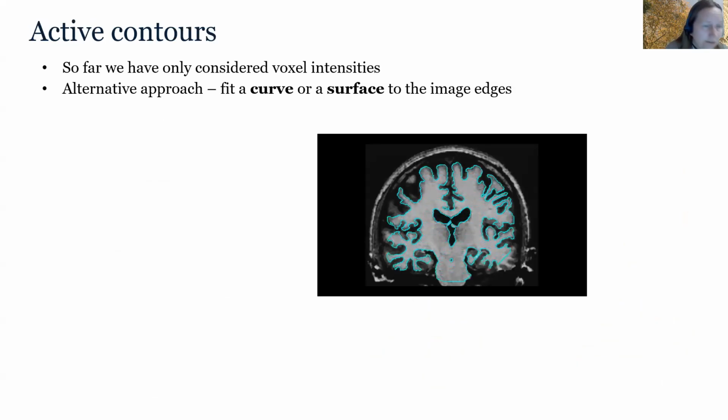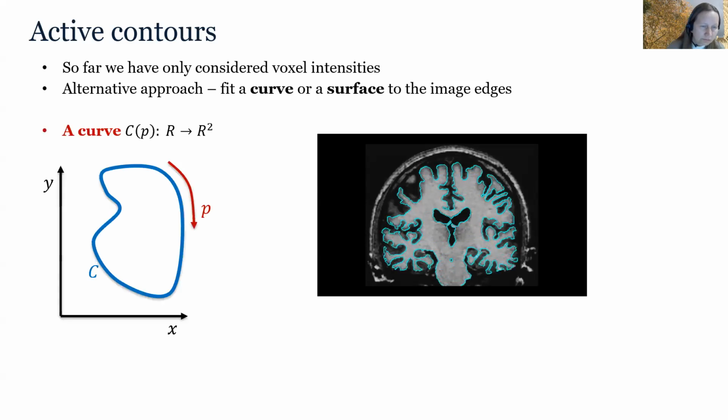Now, so far, we have always considered voxel intensities as a basis for segmentation, but there is a completely different set of methods that fit a curve or surface to the image edges. So first of all, let's have a look at what a curve is. A curve is a mapping from one-dimensional space to two-dimensional space. In one-dimensional space, we have parameter P, and you can imagine it goes around the curve like that. And then the curve is the output of this mapping.